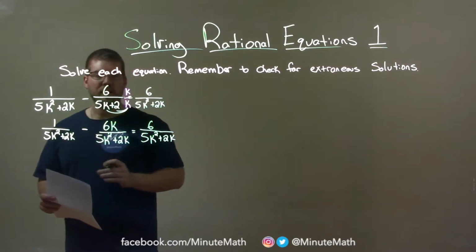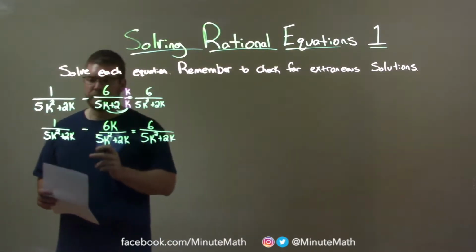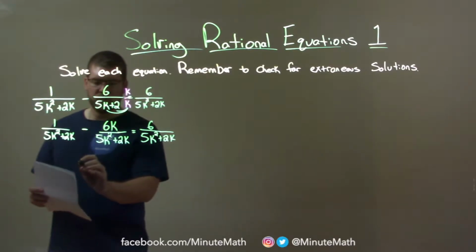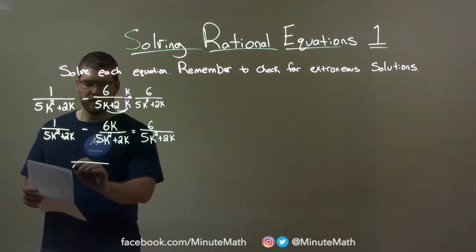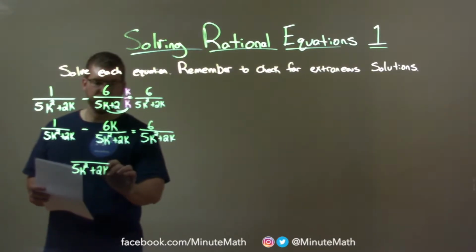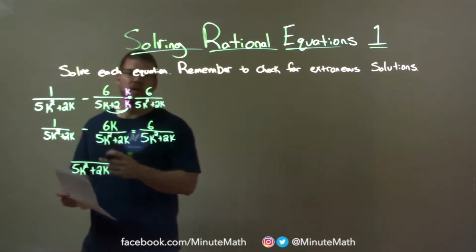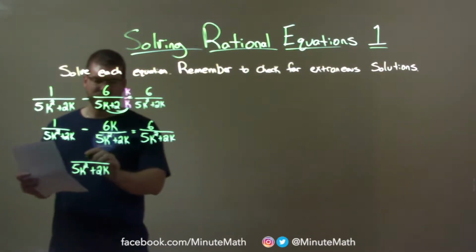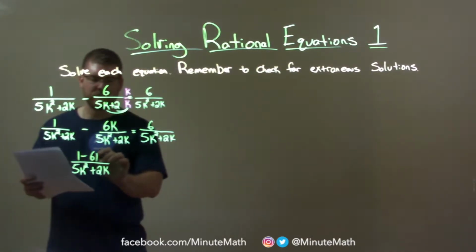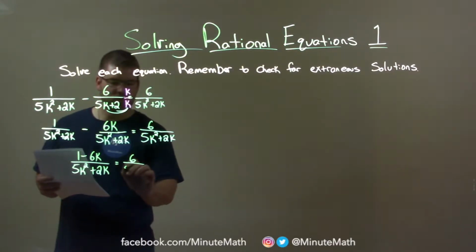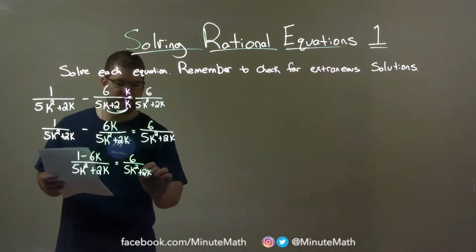So let's go to the left side of the equal sign. We can combine the two now, so the denominators are the same. So they will share the same denominator when they're done, 5k squared plus 2k. But then the numerators, we can subtract them together. Well, they're not like terms, so it's just 1 minus 6k. And let's bring down the right side, 6 over 5k squared plus 2k.